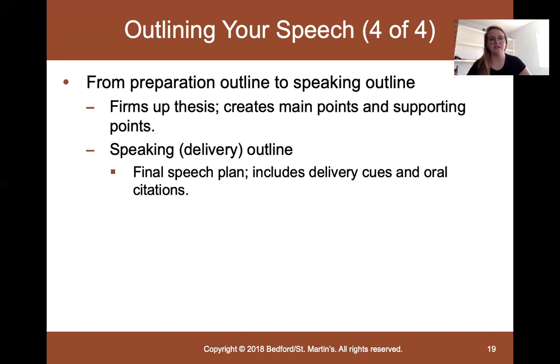And then the final speech plan. This includes delivery cues and oral citations. Say your citations out loud. Typically when we give speeches in class, I put up 30 seconds or 1 minute signals, so you know to wrap up your speech. If you go over in speaking time, you will get marked down. You need to be within the appropriate window to get all of the points.